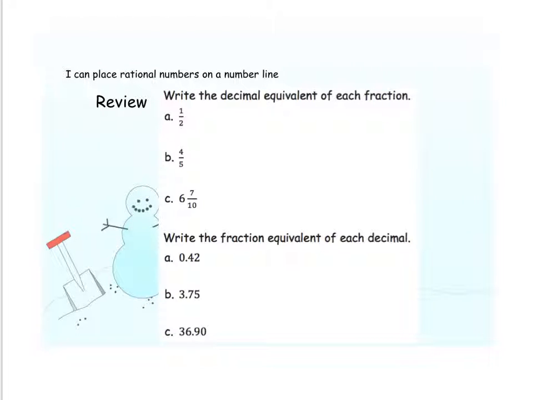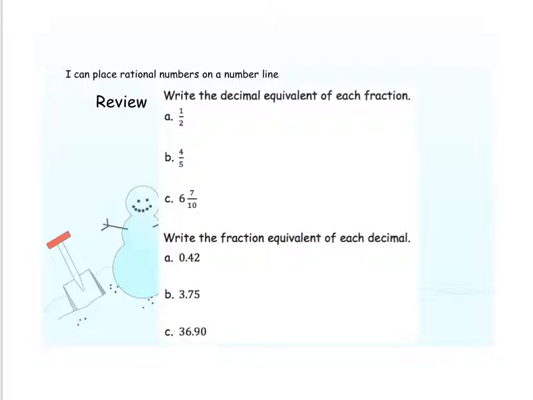Hey everyone, today we are going to be placing rational numbers on a number line. Up to this point they were just integers. Rational numbers opens up a new set of numbers that include decimals and fractions. So we are going to be placing fractions and terminating decimals on the number line.